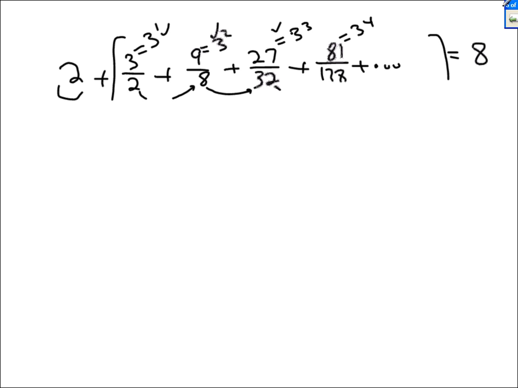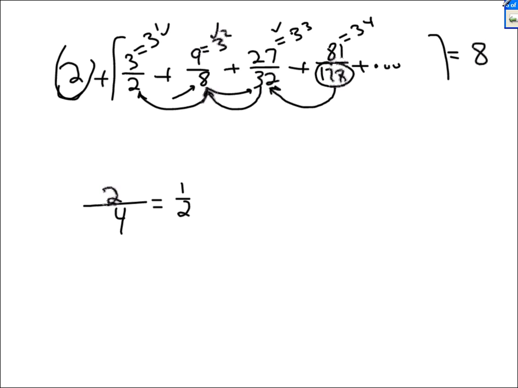Let's see if it really was part of it. If you divide this bottom by 4, you get 32. If you divide this by 4, you get 8, excuse me. If you divide 8 by 4, you get 2. If you divide 2 by 4, you get 1/2. So that means this first term should have 1/2 in the bottom.